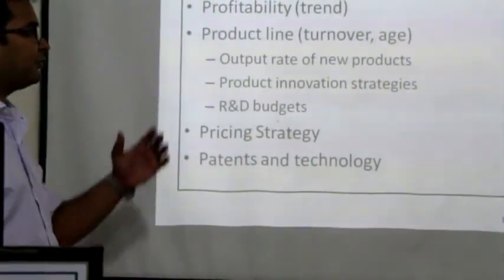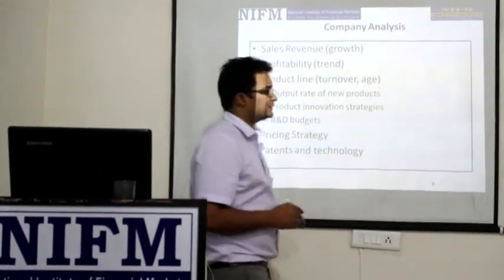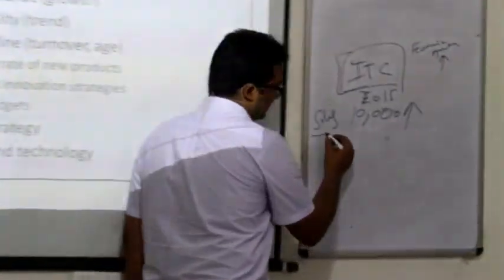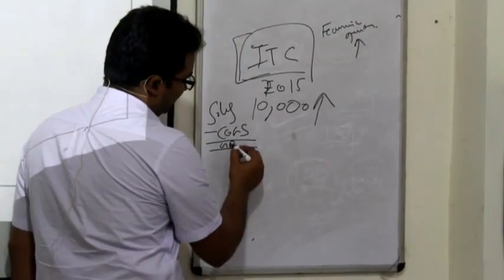Now we are talking about the profitability trend. When we talk about the income statement, we are talking about sales. From that we deduct the cost of goods sold and we reach a stage called gross profit.